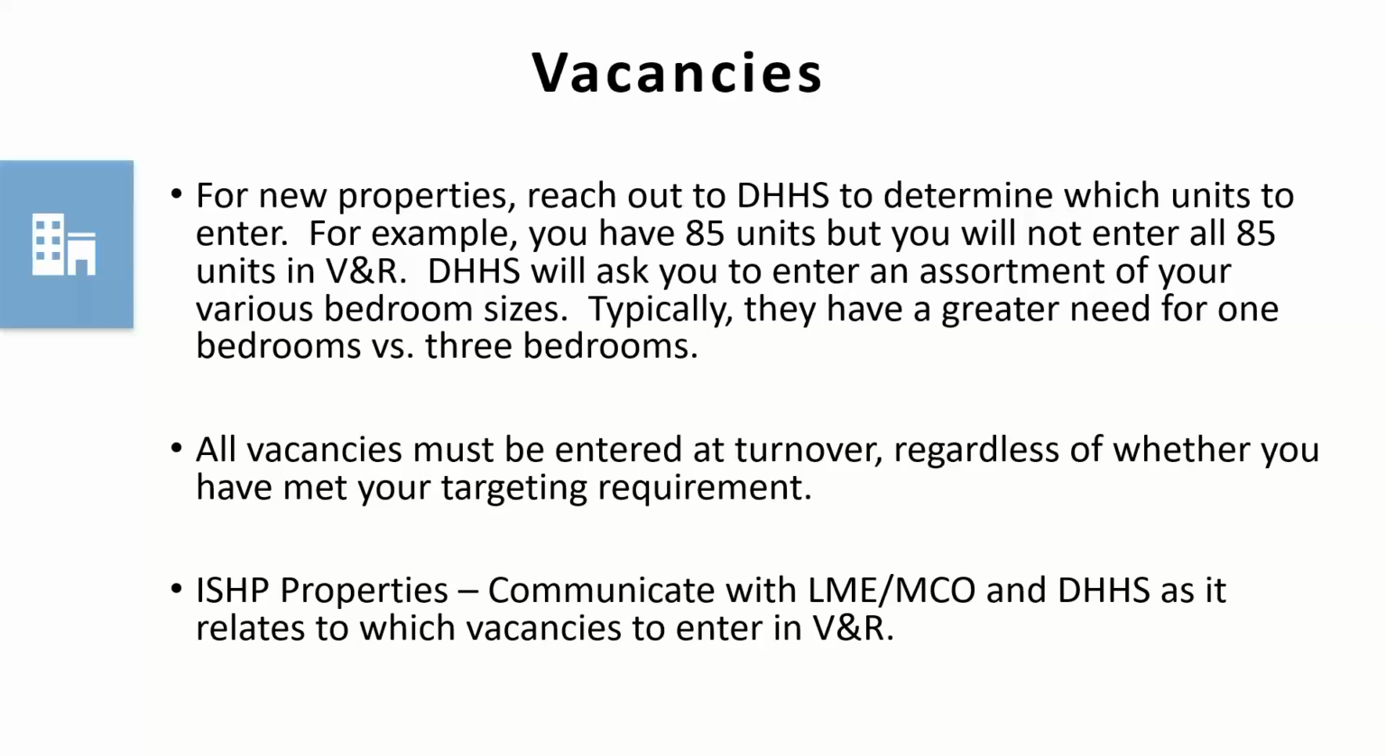For new properties, you should reach out to DHHS to determine the number of units that you should enter, as well as which units to enter. If you have 85 units at your property, DHHS has a 10% allotment. So their only obligation to the property is for 9 units. So you should not enter all 85 units. DHHS typically only needs 1 bedrooms versus 3 bedrooms. So reach out to them and they'll determine which units they feel would best fit the needs of their referrals and let you know which assortment they would like for you to enter based on your bedroom size.